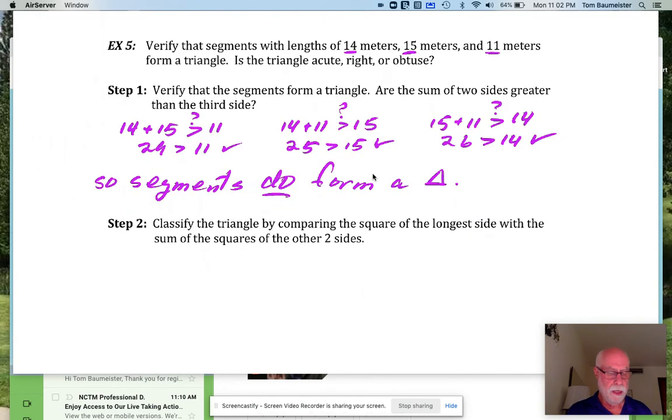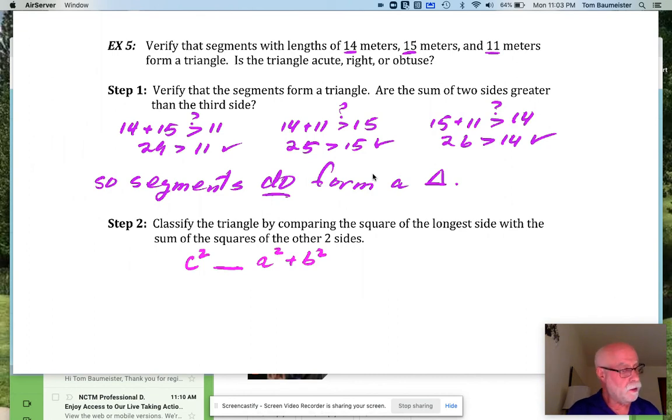Okay, and then the second step is classify the triangle by comparing the square of the longest side with the sum of the squares of the other two sides. So my suggestion to you would be to do something like this. I'm going to put C squared, leave a blank, and fill in that blank at the end. It's either going to have a greater than symbol, less than symbol, or an equal symbol. And that will tell us if it's right, obtuse, or acute. So C squared blank A squared plus B squared.